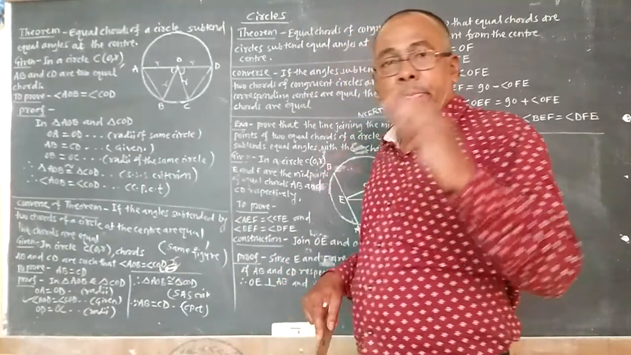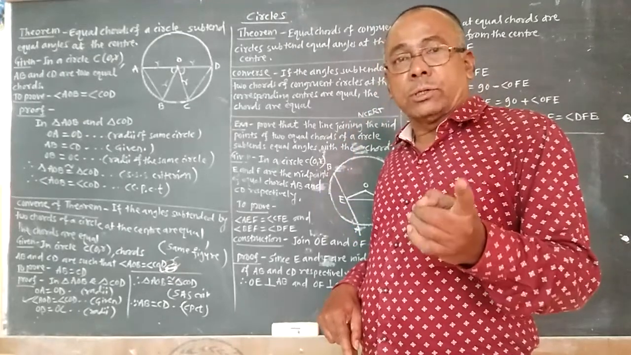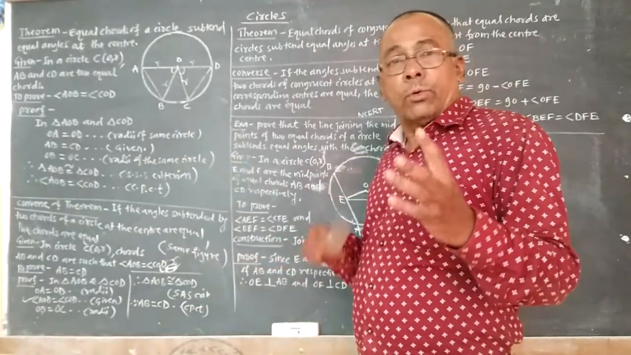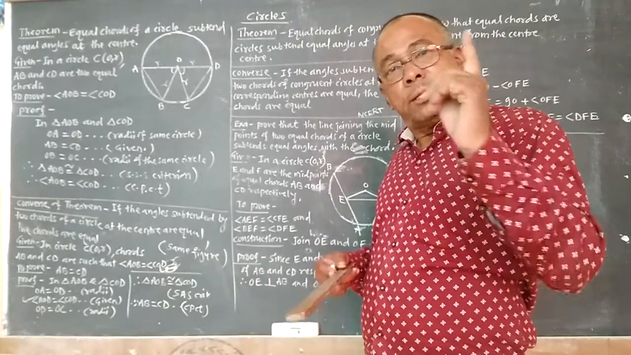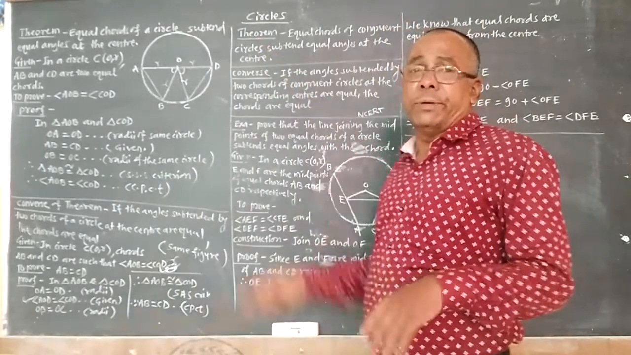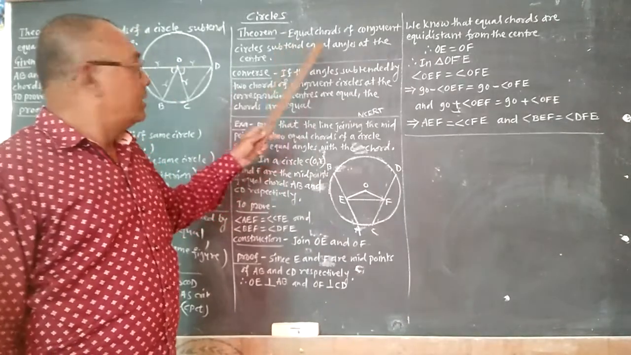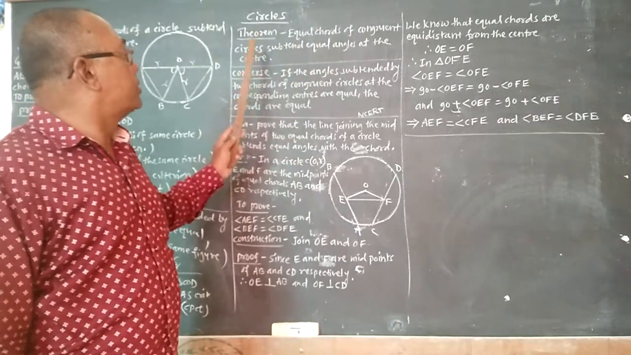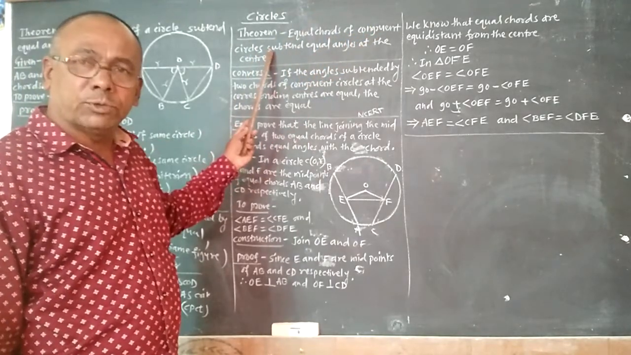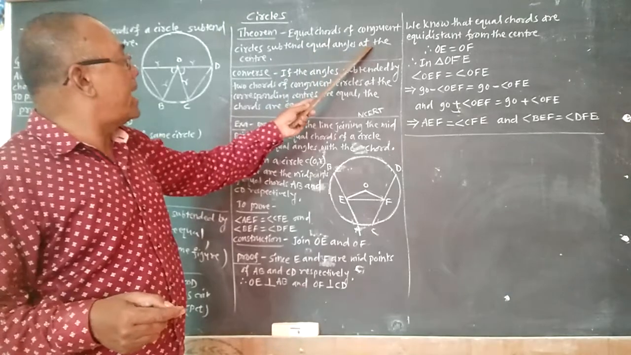Then we can say that the angle subtended by these two equal chords in congruent circles subtend equal angles at the centers. So your theorem can be given. Here I have only given the statement of the theorem: equal chords of congruent circles subtend equal angles at the center.